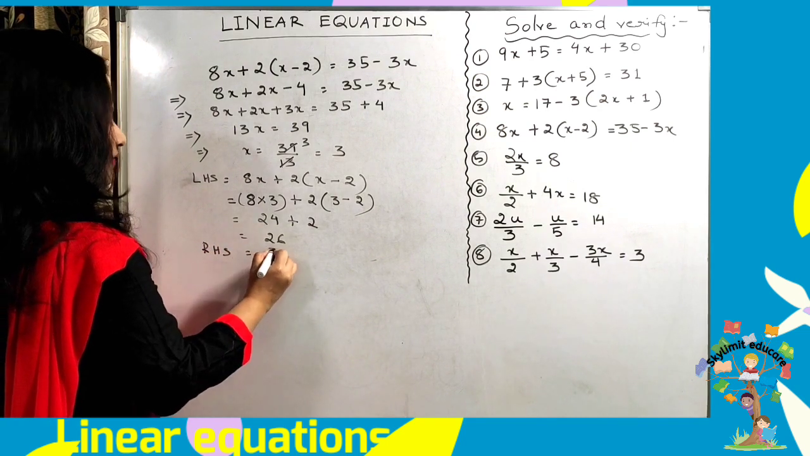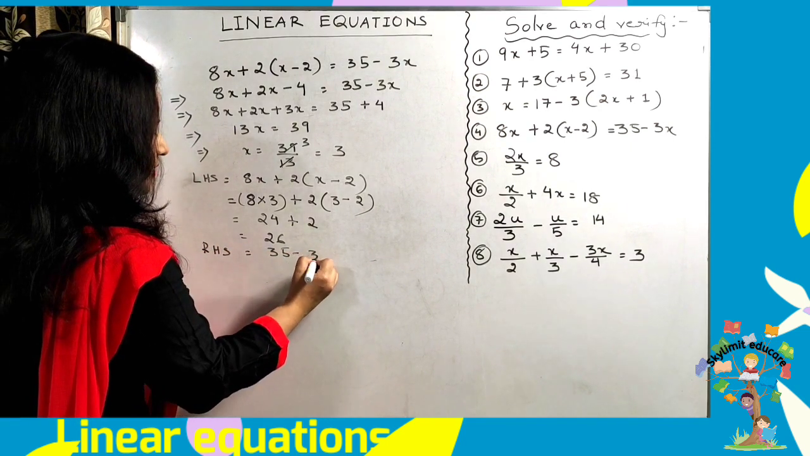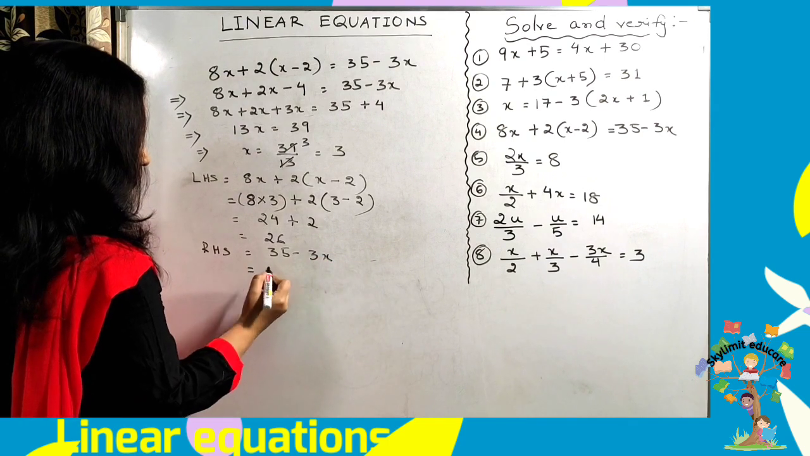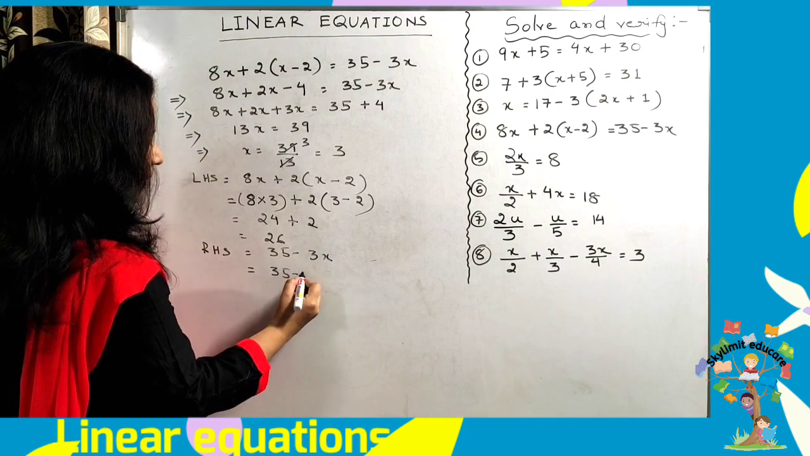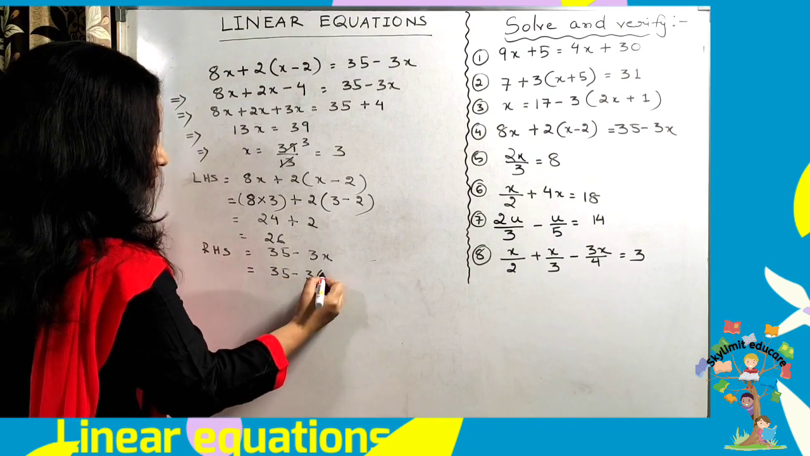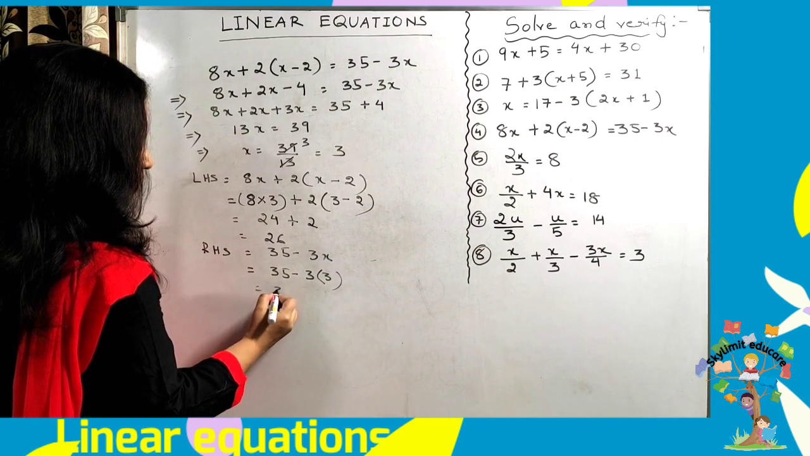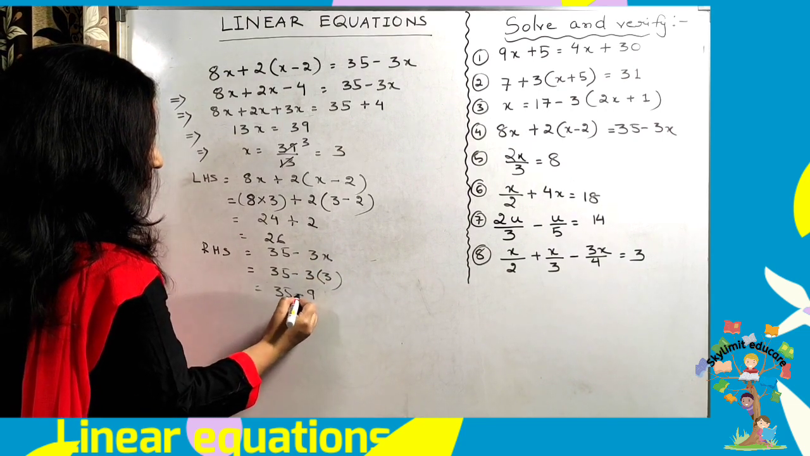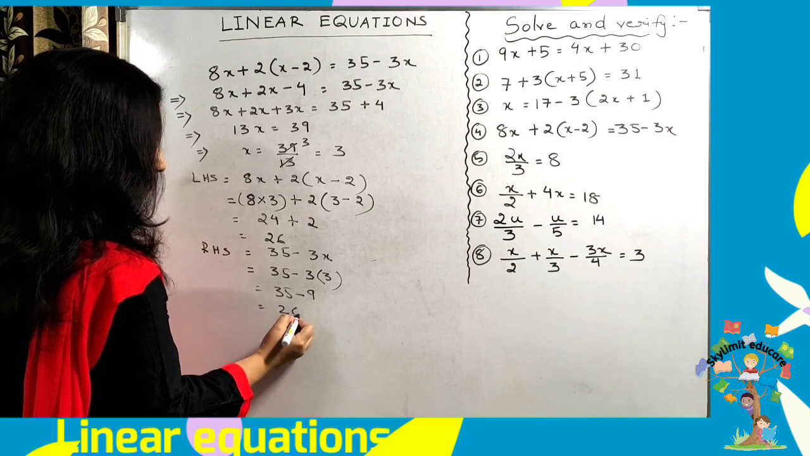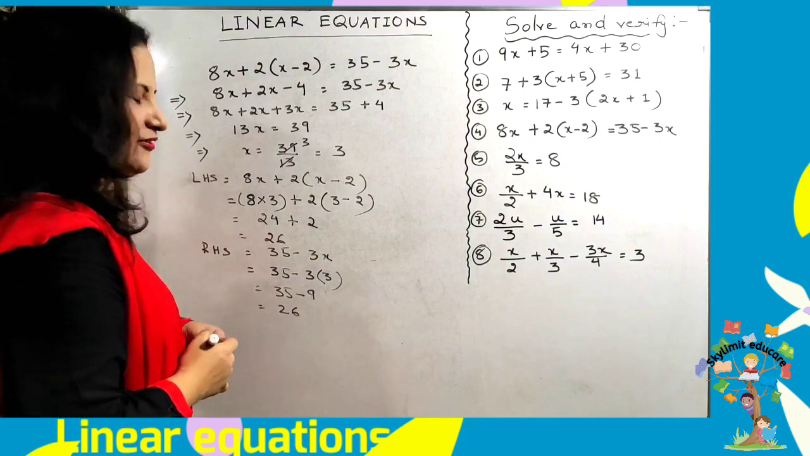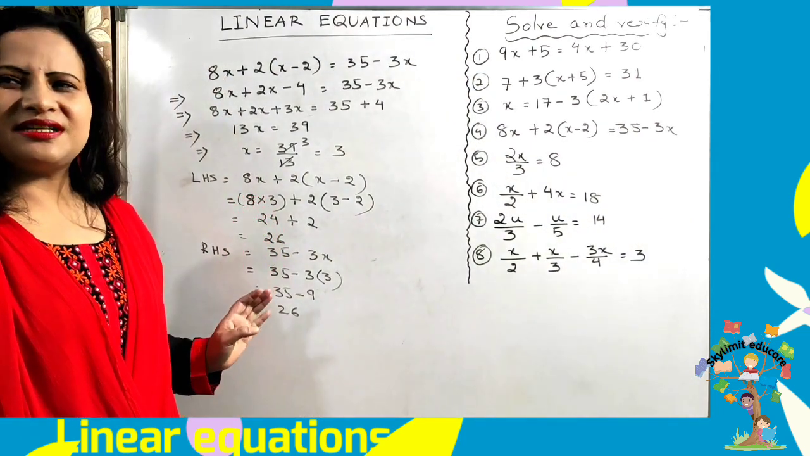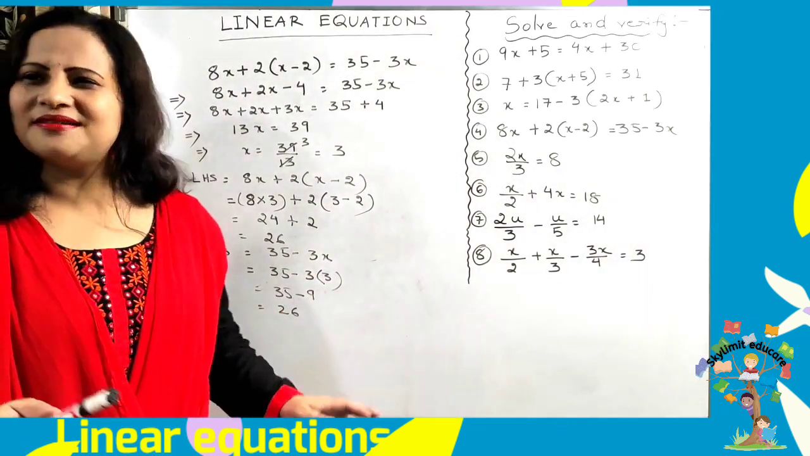So right hand side we are having 35 minus 3x. So 35 minus 3 multiplied to 3. So 35 minus 9. Yes or no? So we got here again 26. Clear everyone? So now the left hand side is equal to the right hand side.